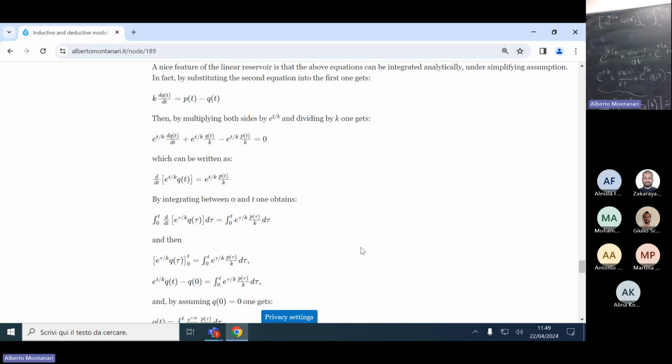Now we can compute easily the first one. So now we have to put tau equal t, so substitute the upper limit into the variable of integration, and then we get e to the power of t over k q t minus, so now we have to put tau equals 0. So basically, if tau equals 0, we have minus q0, because e to the power of 0 is 1, and this is minus q0.